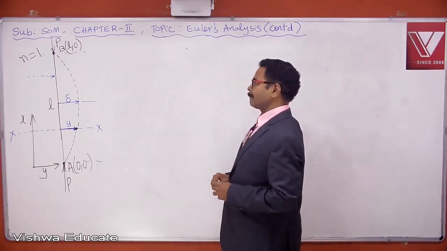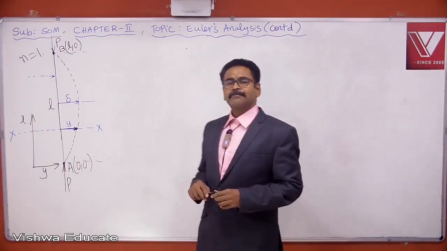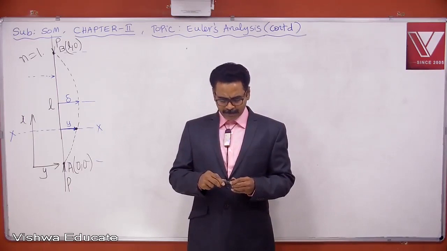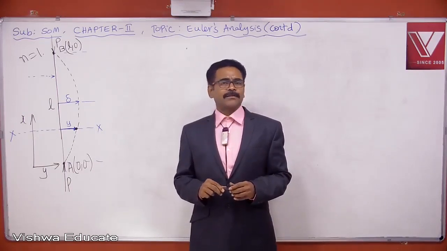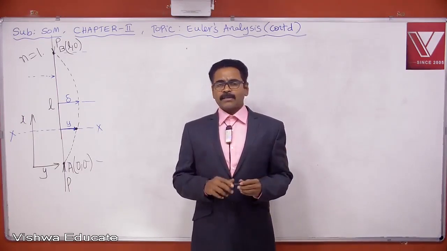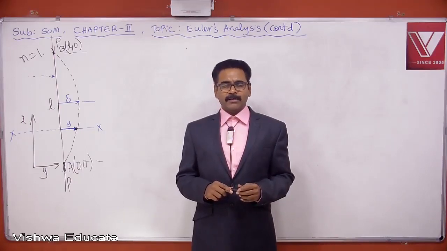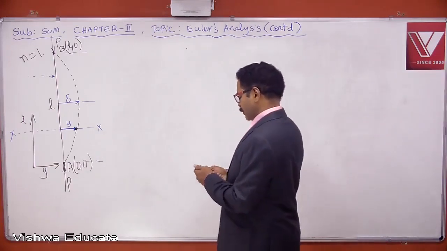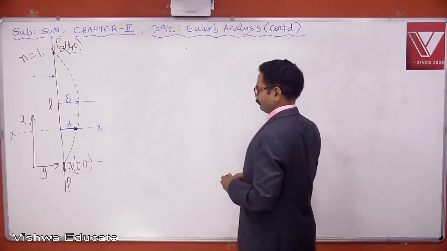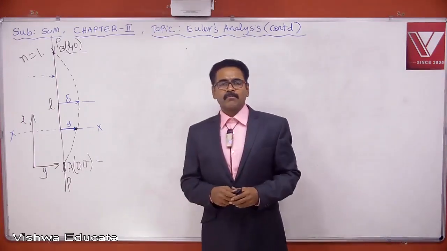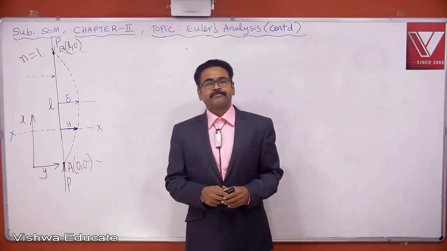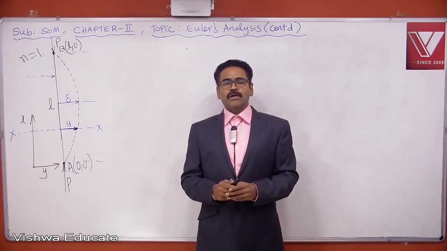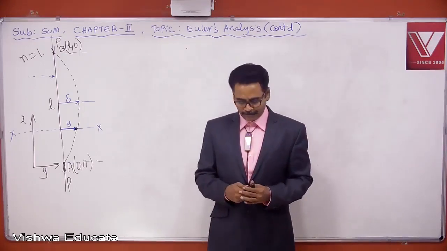Currently we are dealing with Euler's critical load. We are trying to derive a formula for Euler's critical load. We derived it in the last session, and we are discussing various points on Euler's critical load. In the previous session I talked about mode number, mode shape number, number of stops, and the relation between mode number and number of stops, etc.